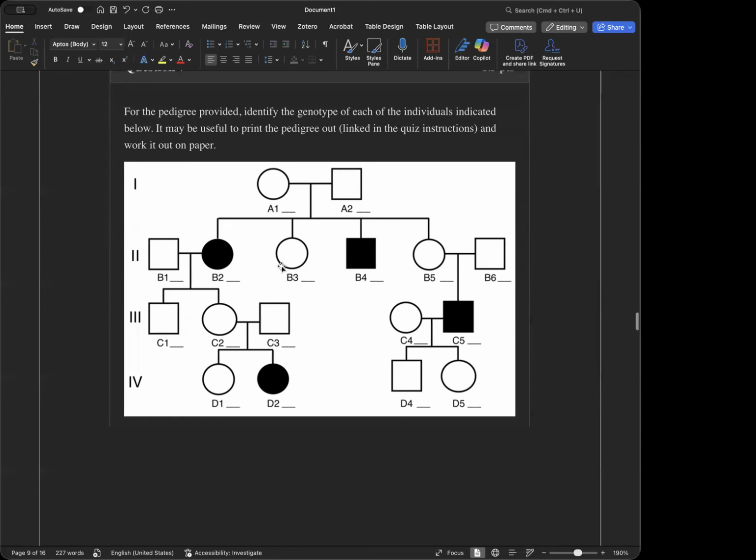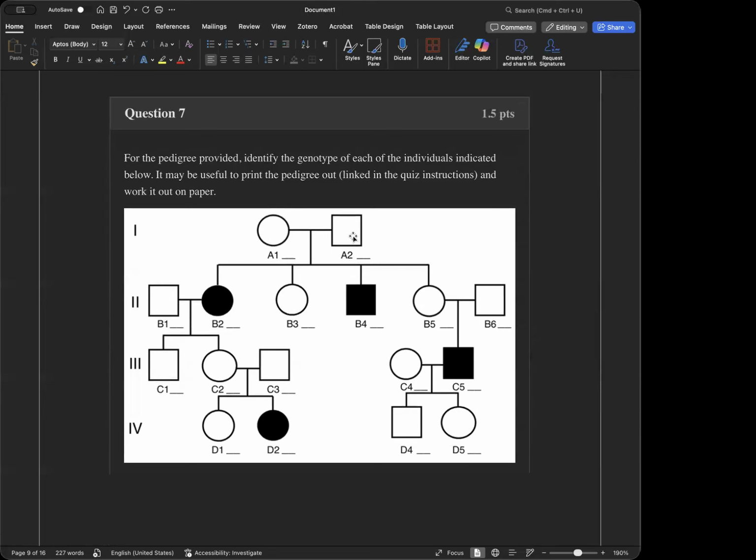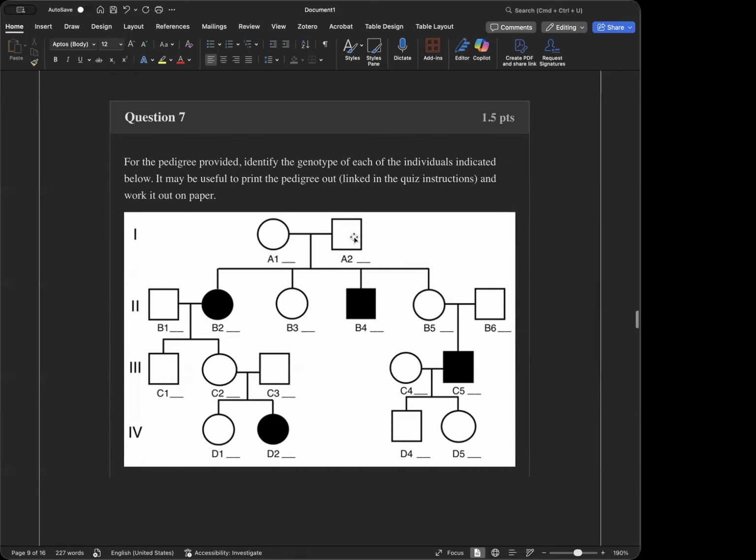So we can go ahead and assume that A1 and A2 are heterozygous. They each have a dominant allele that is not affected, but they also each have a recessive allele, because they have affected children.